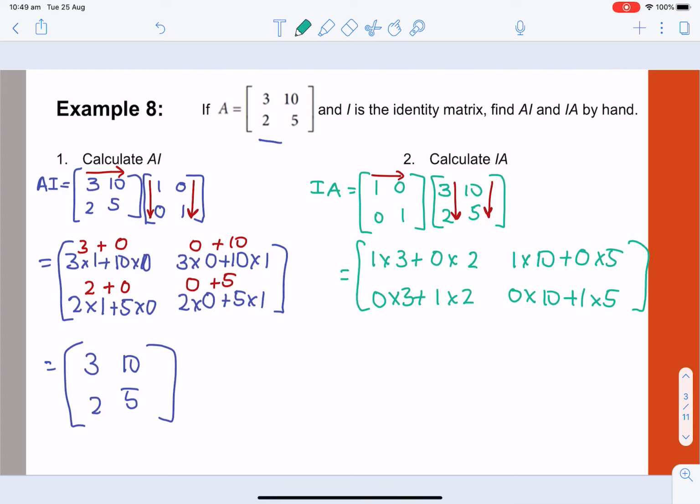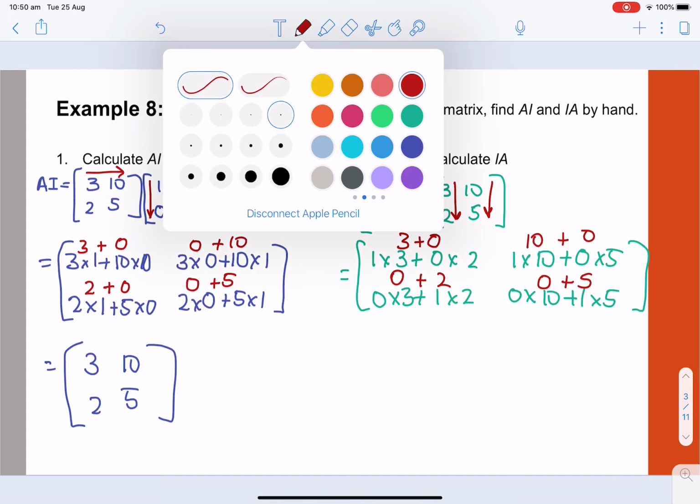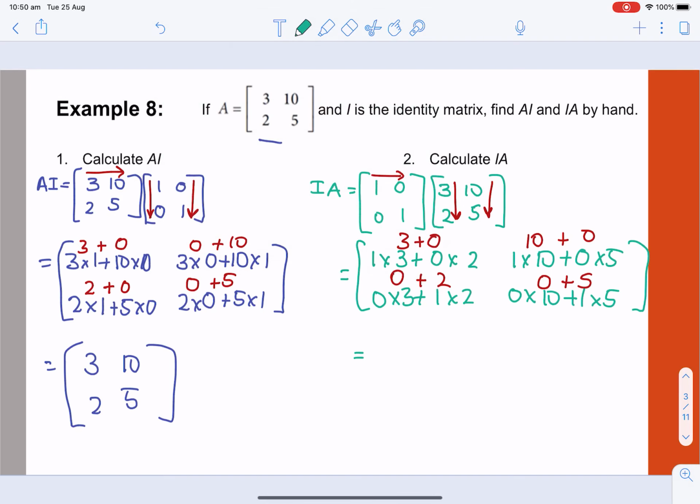You don't have to get these absolutely perfect this year. You do next year. It's taken me a full year to figure it out and get my head around some of these things. So 1 times 3 is 3, plus 0 times 2 is 0. 10 plus 0, 0 plus 2, and 0 plus 5. Now we put that into a matrix at the bottom and we end up with 3, 10, 2, 5. Ta-da! We have the same thing.